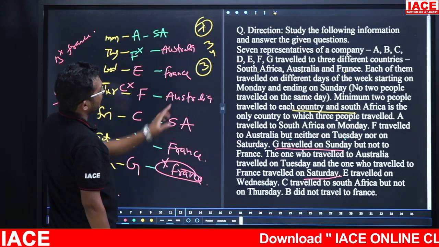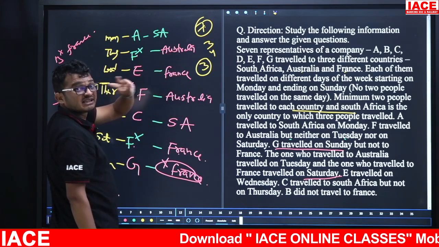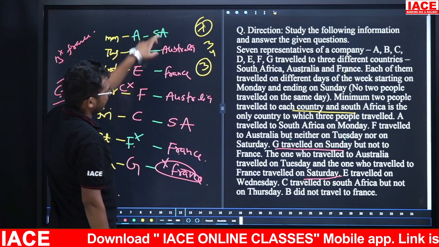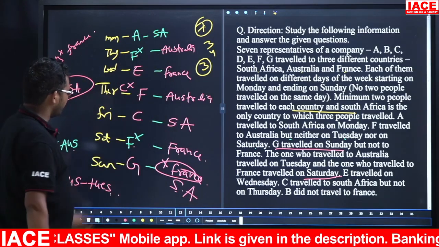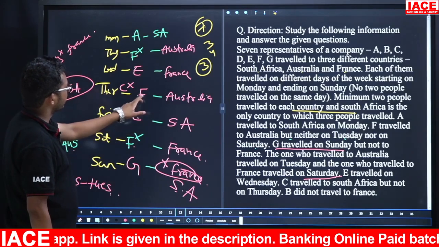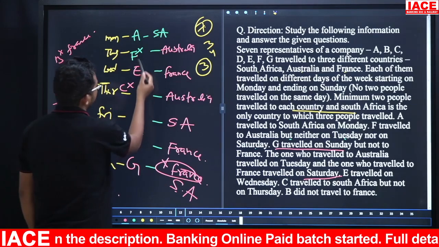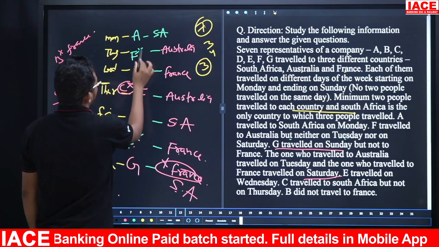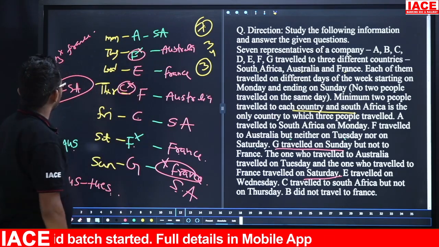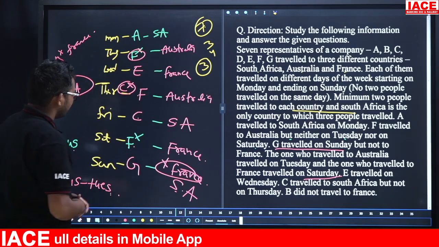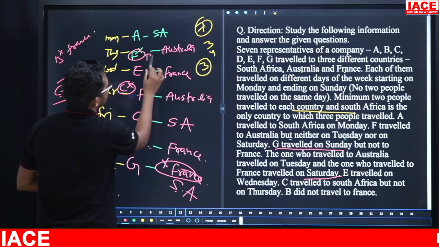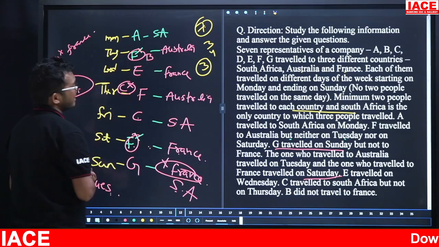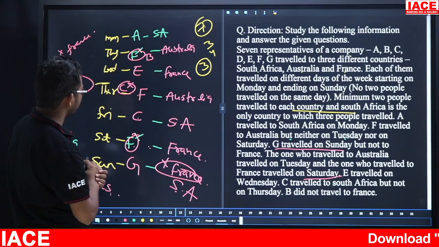Next, for Australia, 2 persons are completed. That means the remaining 3 persons go to South Africa. Here South Africa, here South Africa, this one also South Africa. Next one, here G, next C, next F, next this one is E. Now B, France, no chance only. That means the only possibility for B is Australia. Now take the remaining person.